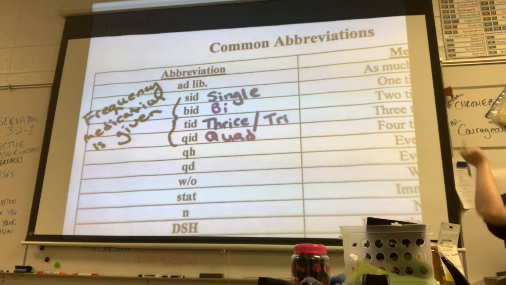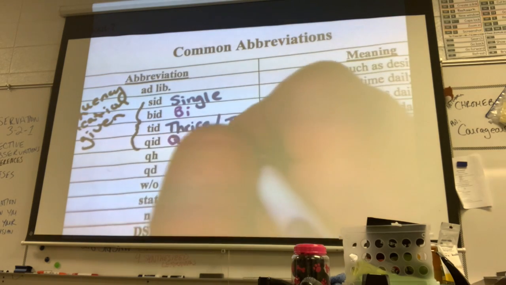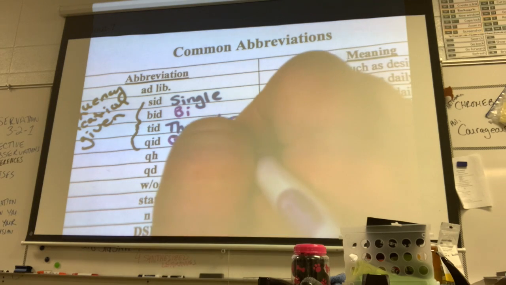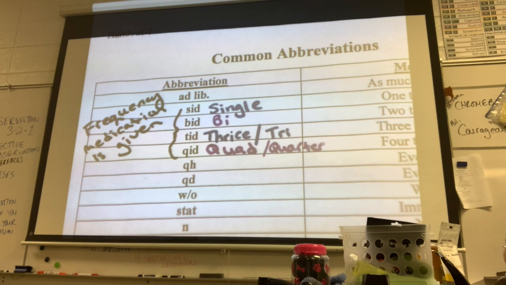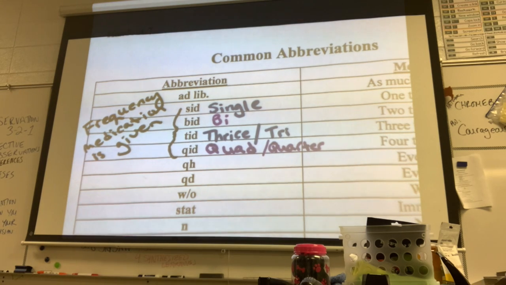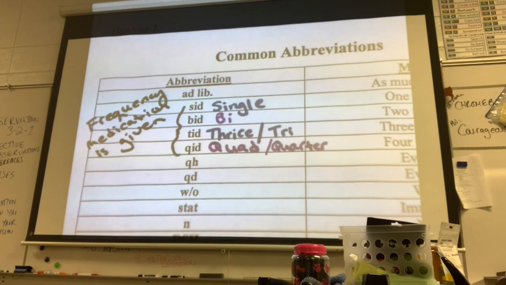I can also think of money. What money comes in 4s to make a dollar? Quarter. All right. So that's what those stand for. So the SID is once a day, because it's a single. BID is 2. TID is 3, and then QID is talking about quad or 4.